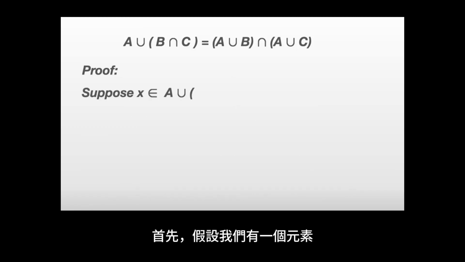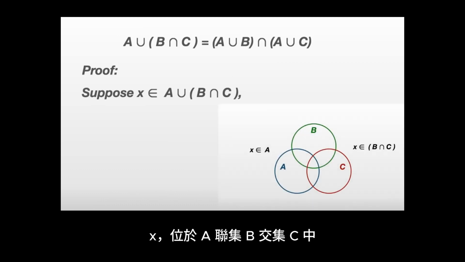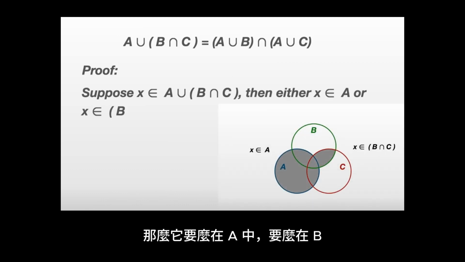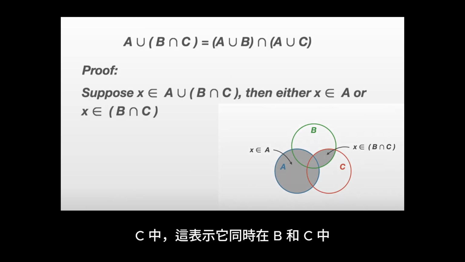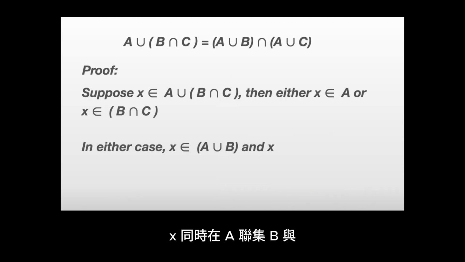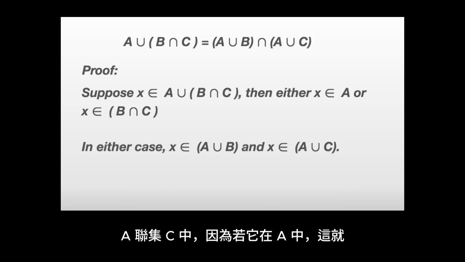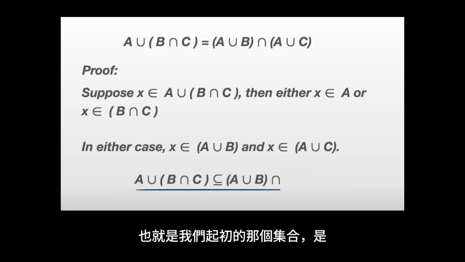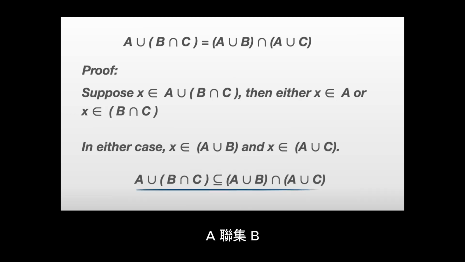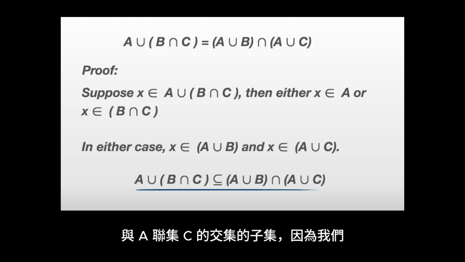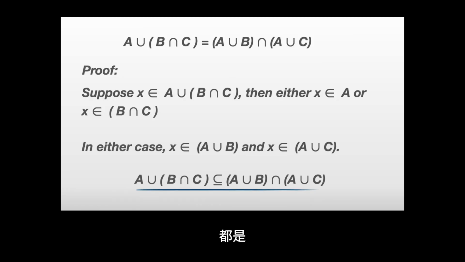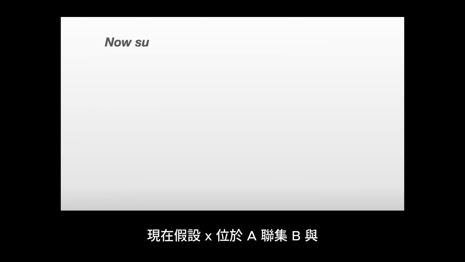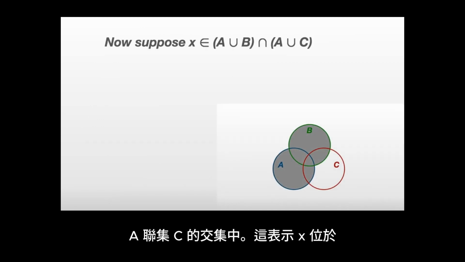First, suppose we have an element X which is in A union (B intersect C). Well, it's either in A or it's in B intersect C, which would mean it's in both B and C. In either case, X is in both A union B and A union C, because if it's in A, this is true, and if it's in B, it's also in C, so it's still true. So this means that A union (B intersect C), the thing we started with, is a subset of (A union B) intersected with (A union C), since we've shown any element of the left-hand side is an element of the right-hand side.